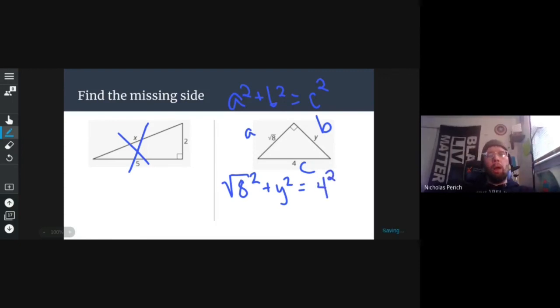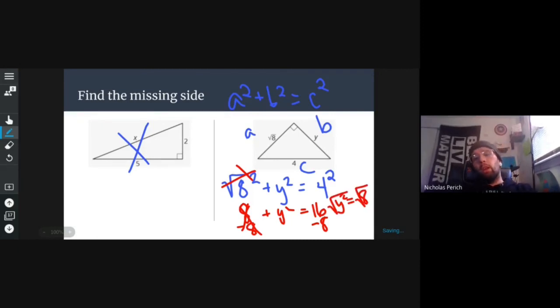Oh, I know. When I square a square root, they just cancel each other out. So that leaves me with 8. Nifty. 8 plus y squared equals 16. Minus 8, y squared equals 8. What do I do now? Square root it. I don't know what the square root of 8 is, but I do know that the square root of 9 is 3, so this is going to be less than 3. The square root of 8 is approximately 2.82843.